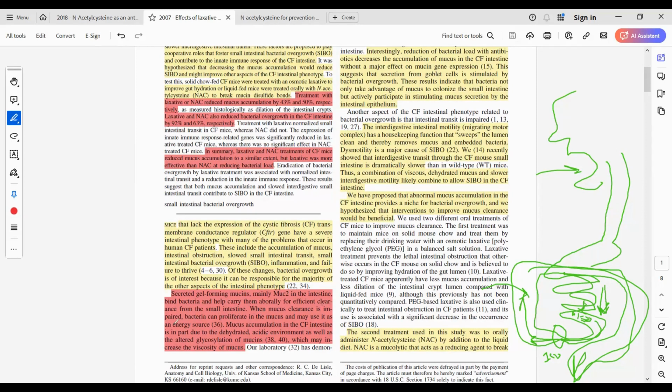When mucus clearance is impaired, like I just said, bacteria can proliferate in the mucus and may use it as an energy source. So even if you're producing enough mucus, but you're not moving things down and out, now the bacteria can consume the mucus and use it as energy to reproduce, and now you're having SIBO. Mucus accumulation in cystic fibrosis intestine is part due to dehydration, part due to acidity, as well as altered mucus production, which may increase viscosity of the mucus.